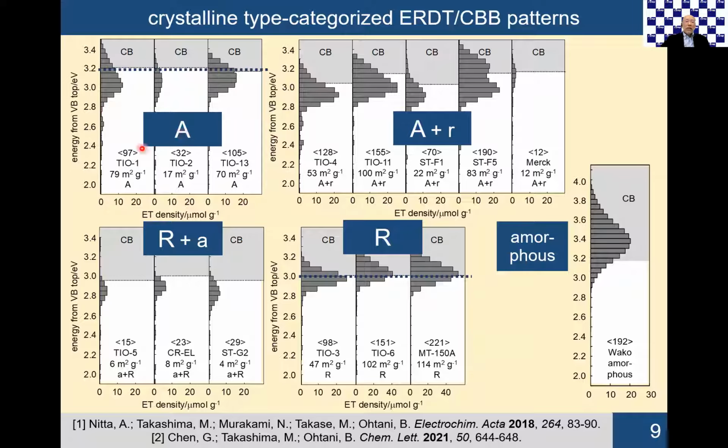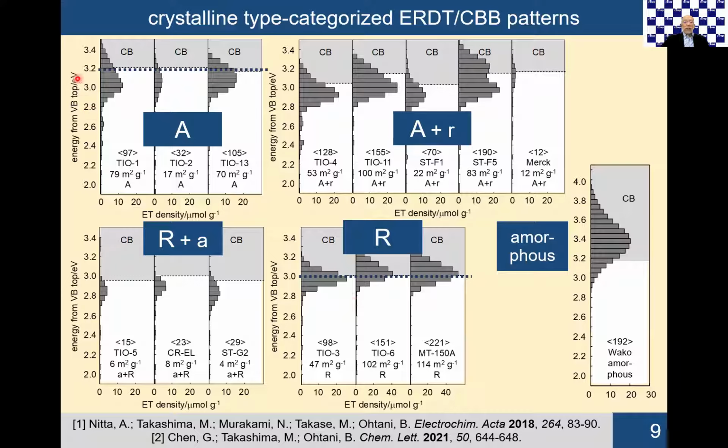Here, all are anatase, of course there is some amorphous, but in these anatase samples, the right one and the left one, have similar specific surface area. However, the ERDT pattern is different. So the bulk structure is the same, the specific surface area is almost the same, but the pattern is different. That means the surface structure is reflected in this ERDT pattern.